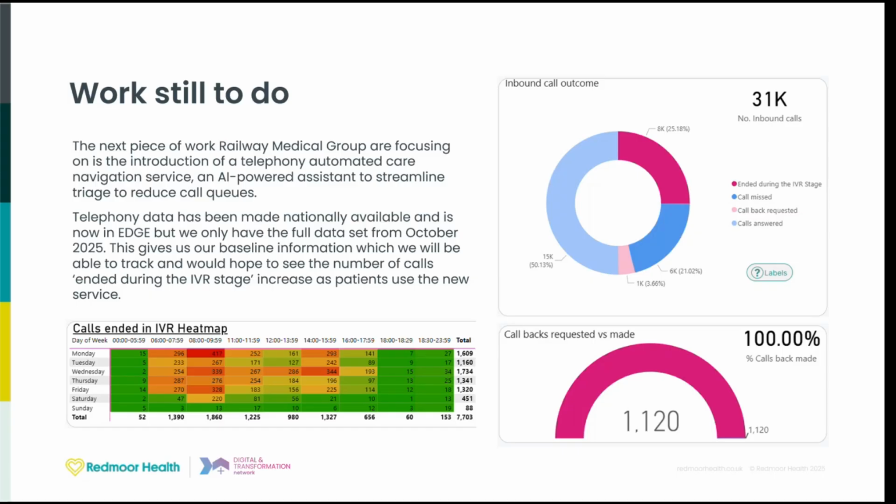So looking back on the progress that the practice has made, they've improved and embedded online consultations. They've spread demand more evenly across the day. They've increased NHS App uptake and meaningful use of it. And they've also maintained that positive patient experience. And the key theme throughout this has been iterative improvement. So using that joined up data to make changes safely, test what works, and evidence impact rather than relying on assumptions.